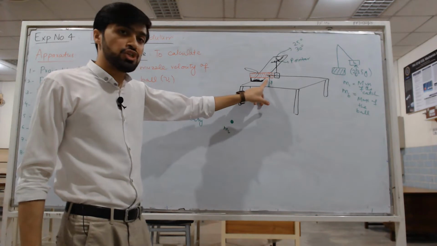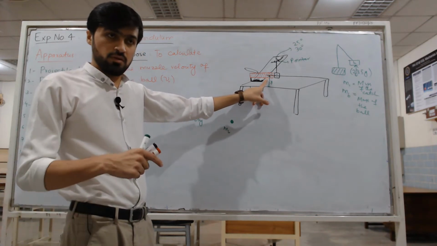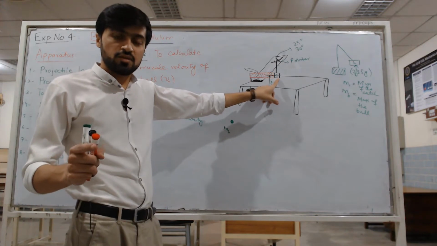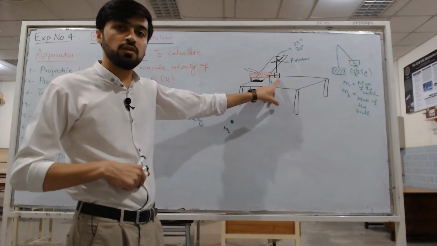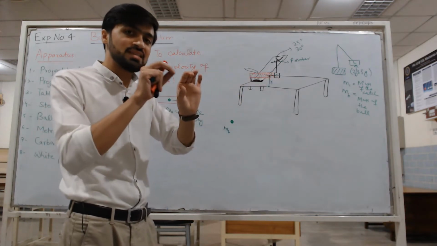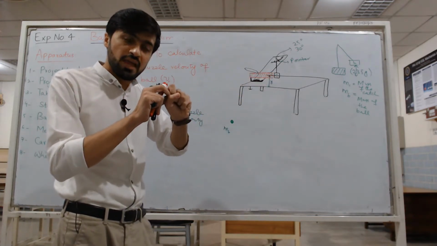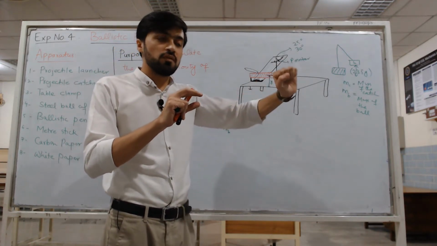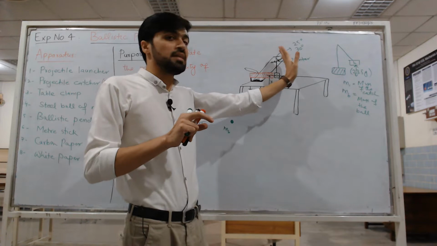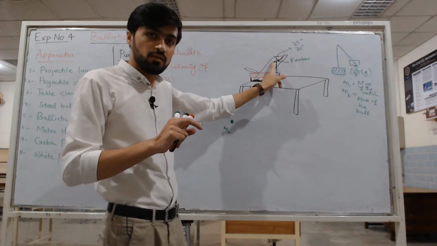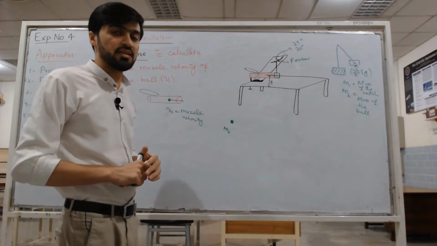So we have the initial kinetic energy of the ball, and initially the catcher is at rest, so its initial velocity will be 0. At the instant it strikes, the ball will go inside the catcher, it will catch the ball, and then with the ball it will move a little high. So when it moves, it will make a certain angle theta, and this theta can be determined from this degree scale. So we have to note that theta down.